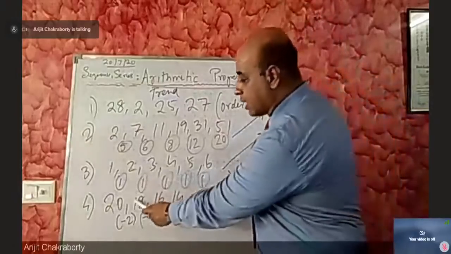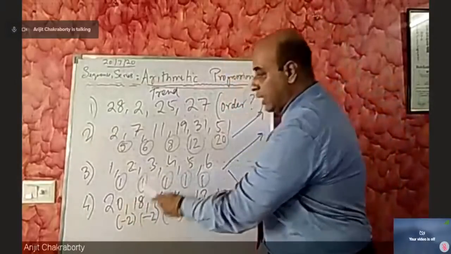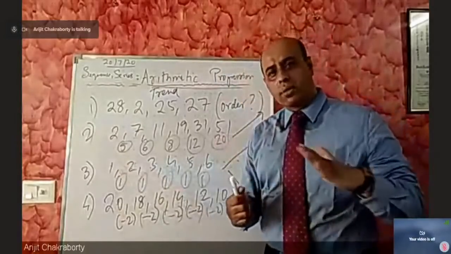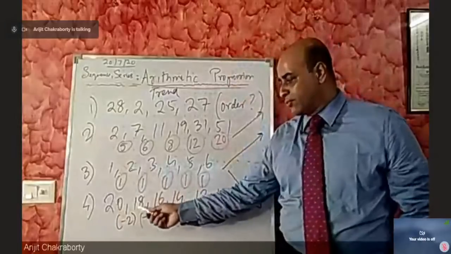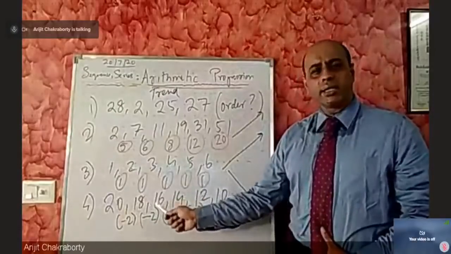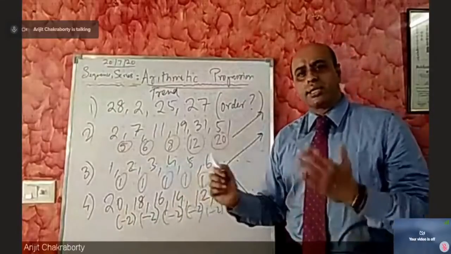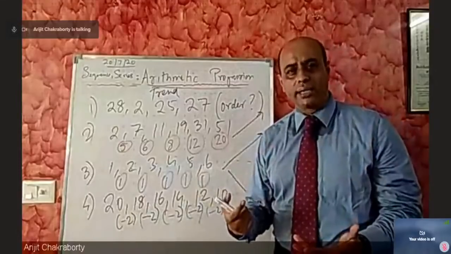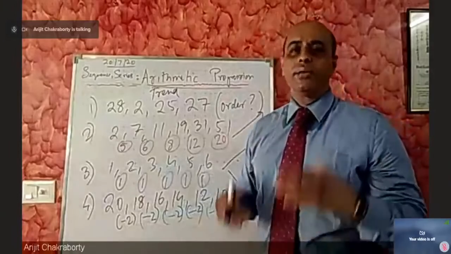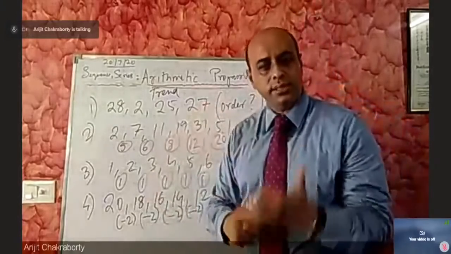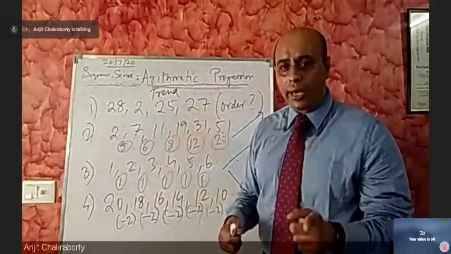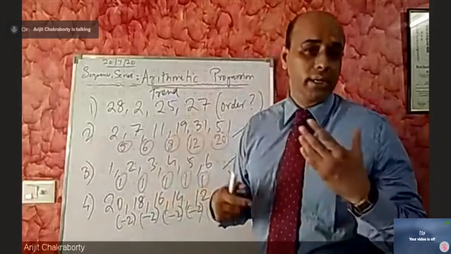So, second term minus first term is minus 2. In this case, the second term minus first term was 1, positive. So, it was increasing. Here, the difference of the terms, 18 minus 20, 16 minus 18, 14 minus 16, 12 minus 14, gives you a negative trend. So it is minus 2 everywhere. So the common difference is minus 2. That means this is a sequence, number 1. Secondly, it is an arithmetic sequence where the common difference is minus 2.